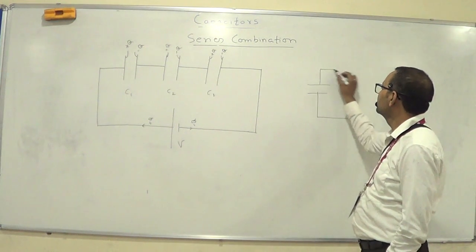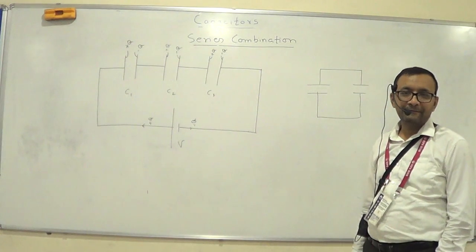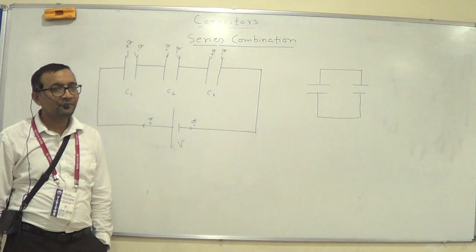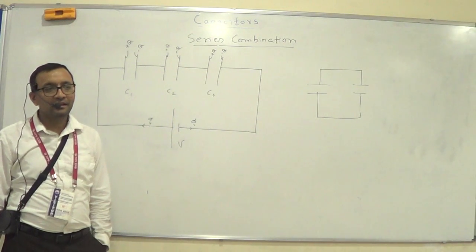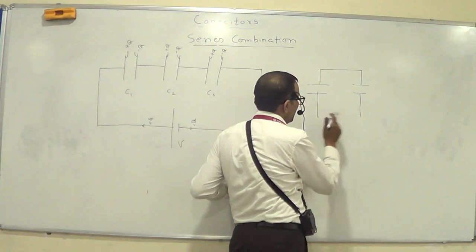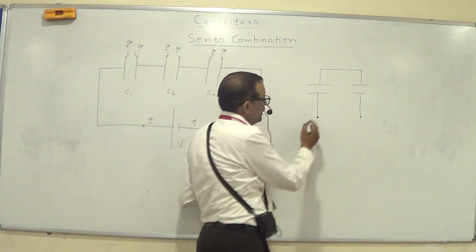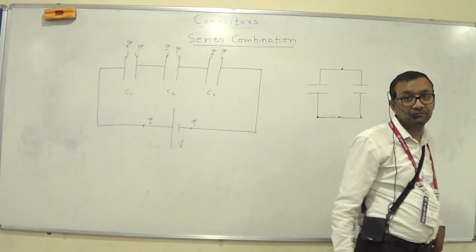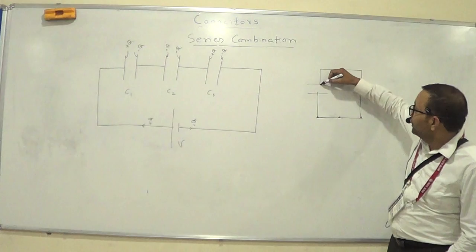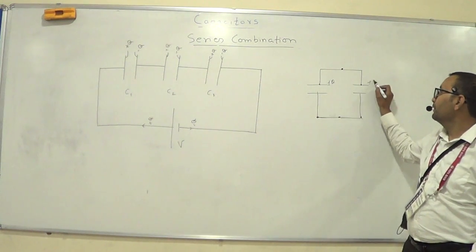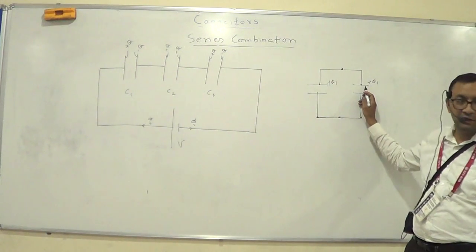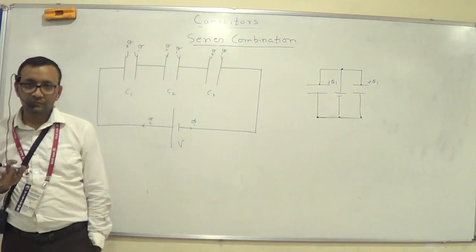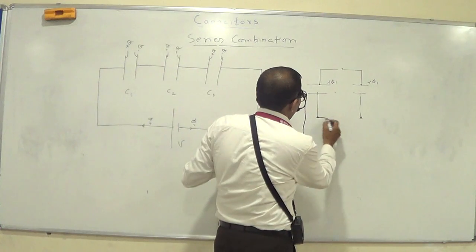Is this series or parallel? If you measure between these two points, it is series. As in, if you connect a battery like this, it is series. But if you measure between these two points, it is parallel. How is it parallel? Whatever is the potential over here, the same is the potential over there. So if this is plus Q, this has to be plus Q, or plus Q1, plus Q1. Positive plate facing positive plate, negative plate facing negative plate. If you connect a battery over here, both the capacitors will have the same potential or not? Yes. But if you connect a battery over here, then it will be a series.